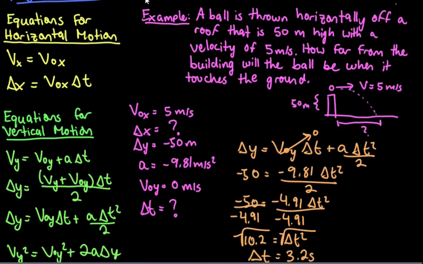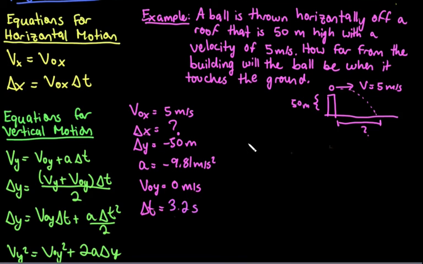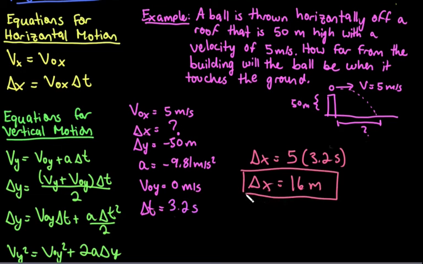I know the time that I found, 3.2 seconds. So that was the first step. Next step is we're going to use this formula here to find what our delta x is. So delta x is equal to v naught x, which is 5, times our time, which is 3.2 seconds. When we multiply that together, we get a total delta x of 16 meters. And there is my answer.